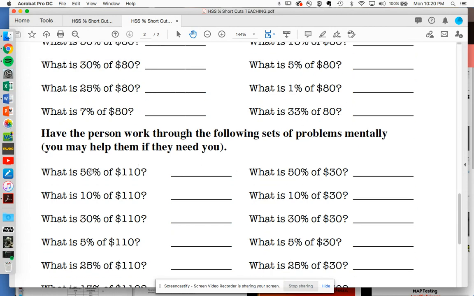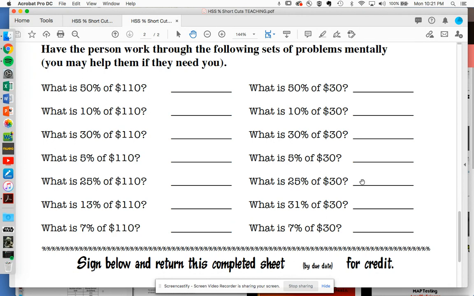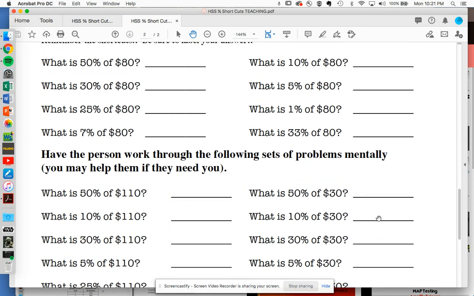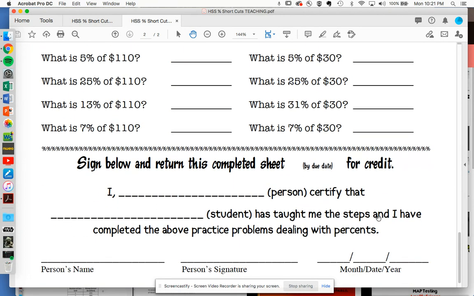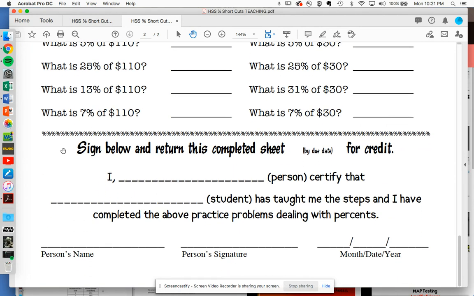But if they're like, oh yeah, that's pretty easy, just make sure they're doing it correctly and that they fill this all in. Your grade directly reflects how they filled this in. If they didn't fill it all in, you're going to lose points. Then they're going to sign below and return the sheet by the due date. The person who you taught would say, I, so-and-so, certify that they'd put your name, has taught me the steps, and I've completed the above practice problems dealing with percents. That person's going to write their name, do their signature, which is cursive, and then put the date, okay?